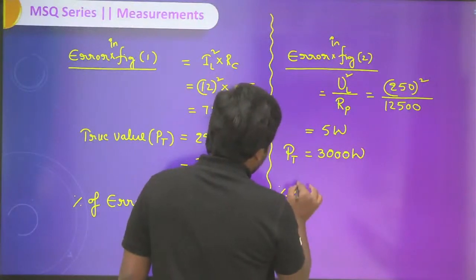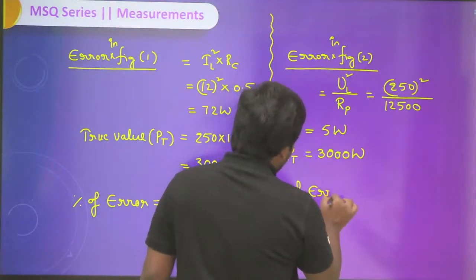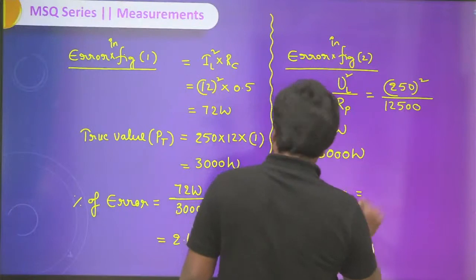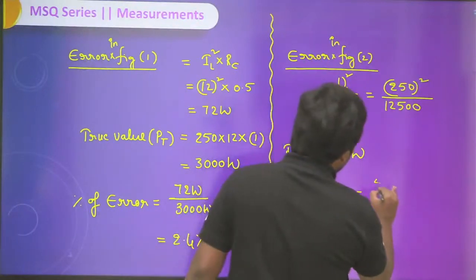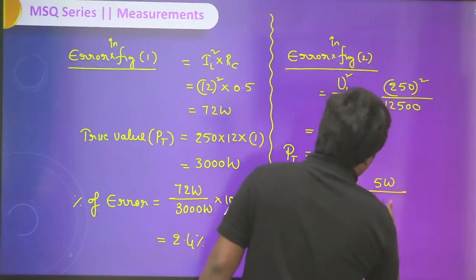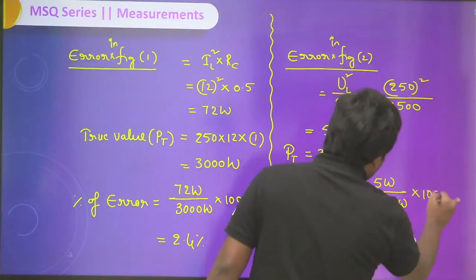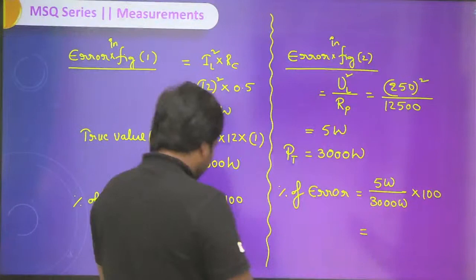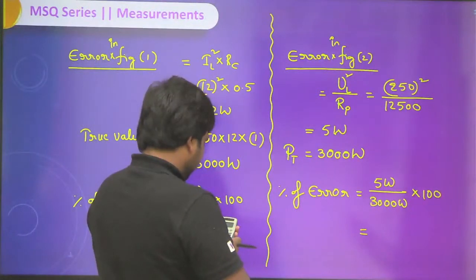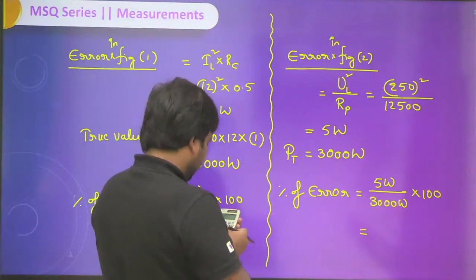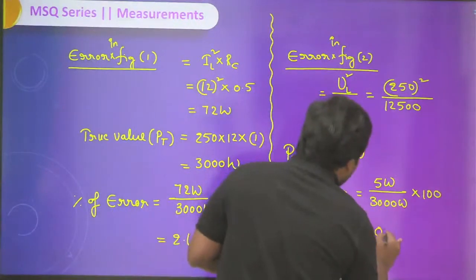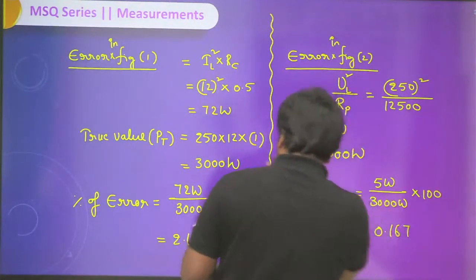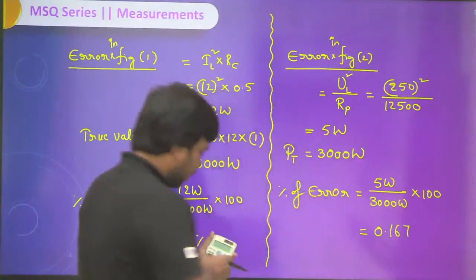So the percentage of error could be written here as equal to 5 divided by 3000, into 100. Right? So therefore, 5 divided by 3000 into 100, its value is equal to 0.167%. That's all. This is 0.167%.